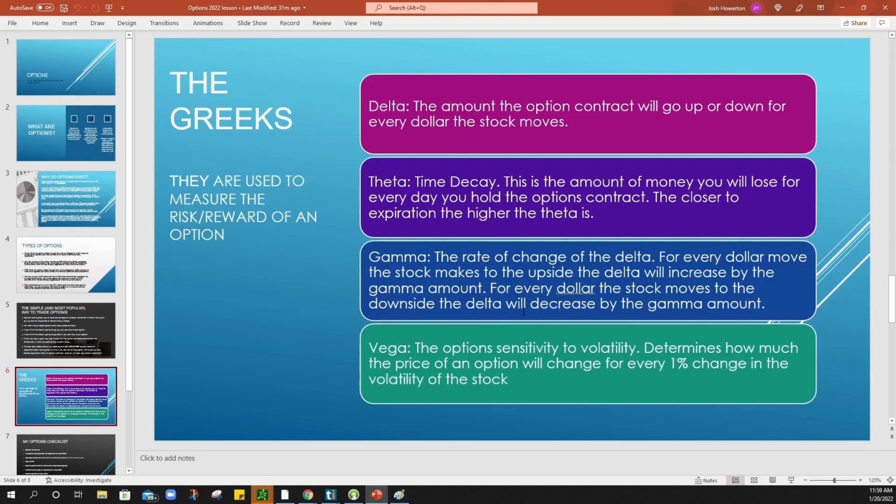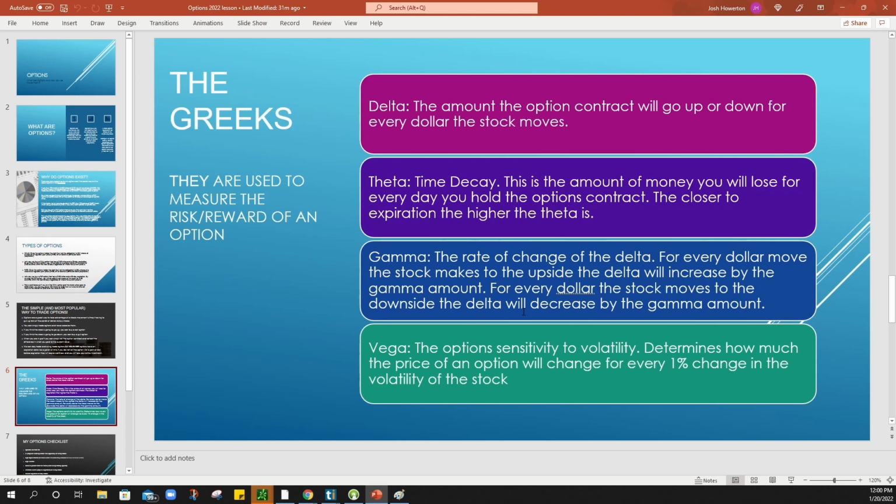So again, the theta is time decay. And this is the amount of money that you will lose, okay, for every day you hold the position. The closer to expiration you get, the higher the theta is. So for example, let's say you buy an options contract today and you hold it to tomorrow. And let's say the stock does nothing. If you would have bought 100 shares at $16 today and tomorrow the stock is at $16, you wouldn't make any money, you wouldn't lose any money.